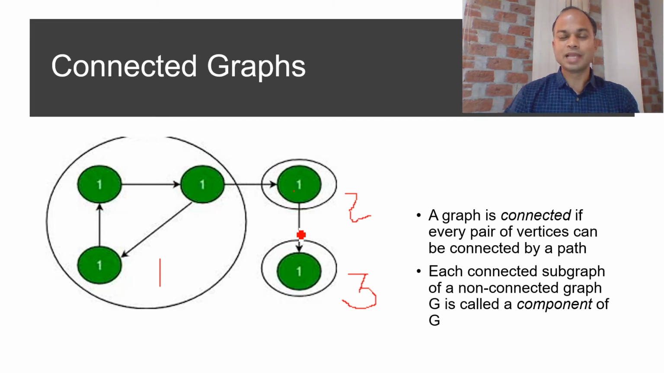Then we have to find out at the subgraph level whether the subgraphs are connected or not. Say we are taking this subgraph. In this subgraph, we can reach from this vertex to this vertex, this vertex to this vertex, this vertex to this vertex. Therefore, this particular subgraph is a connected graph. Similarly, this particular subgraph is also connected because we have only one vertex. If you have only one vertex, it is already connected. And similarly, this vertex is also connected because we have only one vertex.